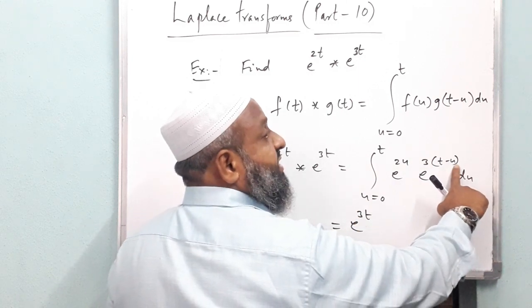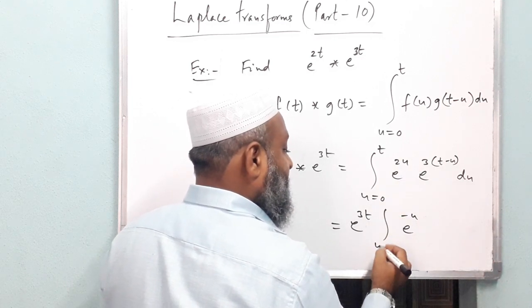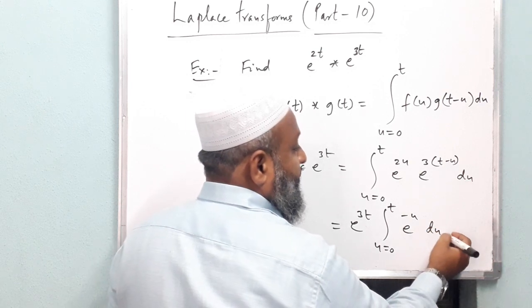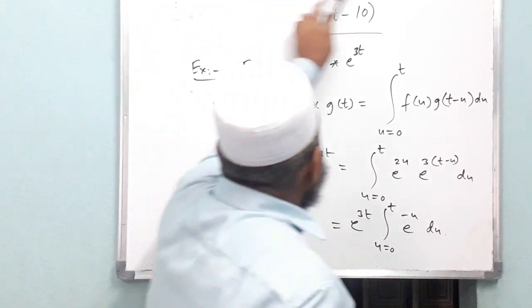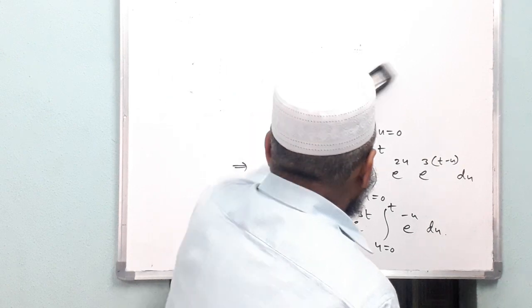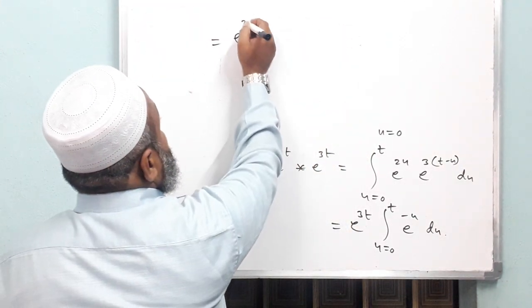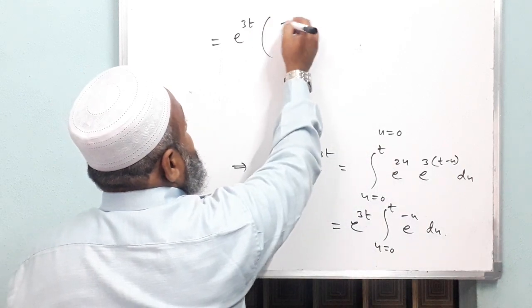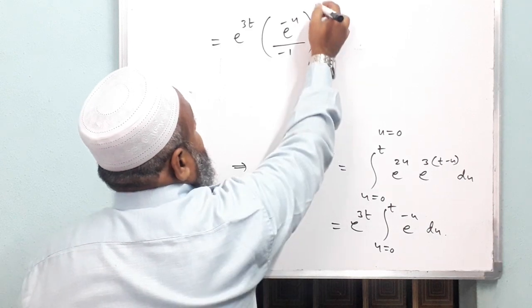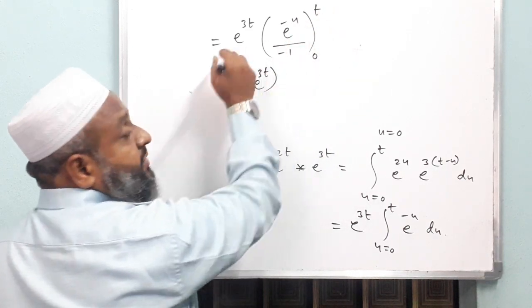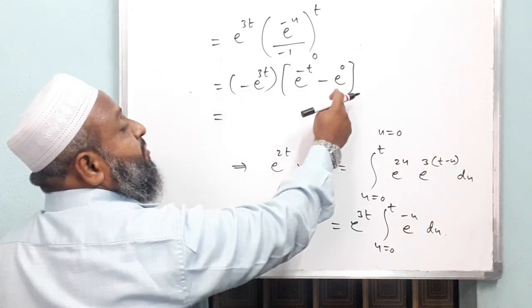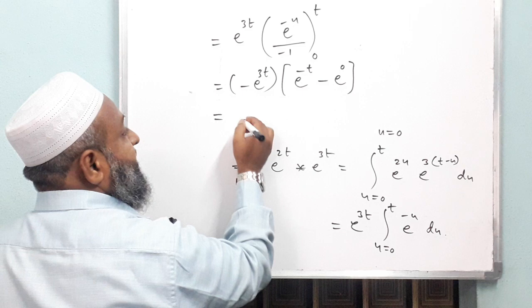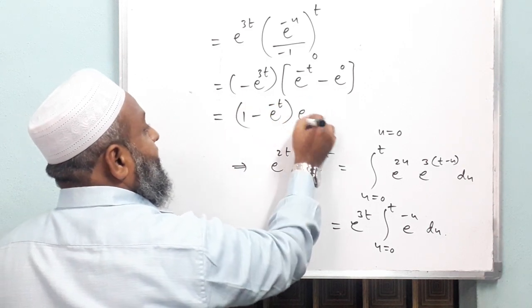Now the remaining is e power minus 3u. With this, e power 2u becomes e to the power of minus u. Now the integration is done from 0 to t with respect to u. Please take the screenshot for this. Now that is equal to e to the power of 3t into e to the power of minus u by minus 1, limits from 0 to t. So it will be minus e power 3t out, and the limits are substituted. So e power minus t minus e power 0, e power 0 is 1, so 1 minus e power minus t, adjusting with this minus, into e to the power of 3t.